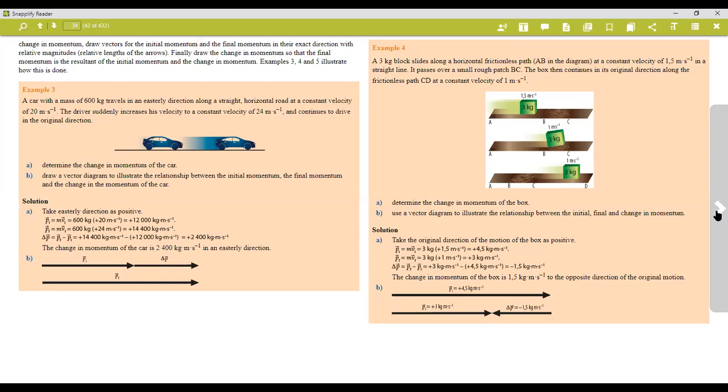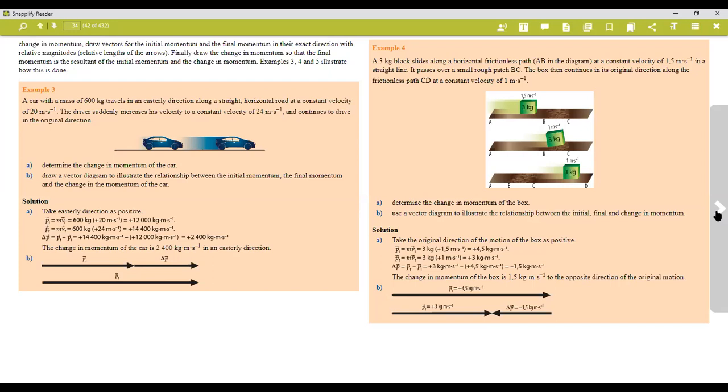I think it's a case where we talk about continues at either a slower or a faster rate. So it does not stop and it doesn't turn back. It continues, but with a change in velocity. So what they want to know here is for you to determine the change in momentum of the car, and number two, to draw the vector diagram to illustrate the relationship between the initial momentum, the final momentum, and the change in momentum of the car.